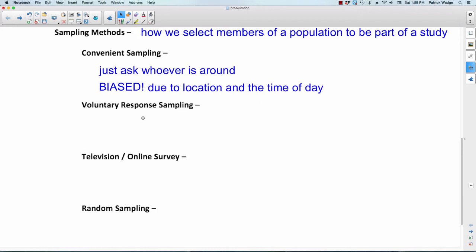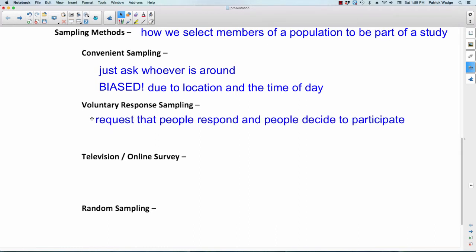Okay, second type, voluntary response sampling. This is also very common, and it's also not great. This is where you request that people respond, and people decide whether to do so or not. So let's say over the announcements one day, a teacher says, we're interested in getting your information because we're trying to plan some clubs for this year. Can you please drop off a note in Mr. Wodge's box in the office telling me which clubs you want to be part of this year? All right, everyone got an equal chance. They all heard it. But the problem is that only people with really strong opinions usually respond to these sorts of samples.